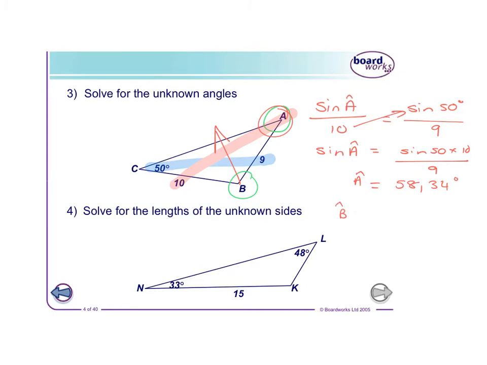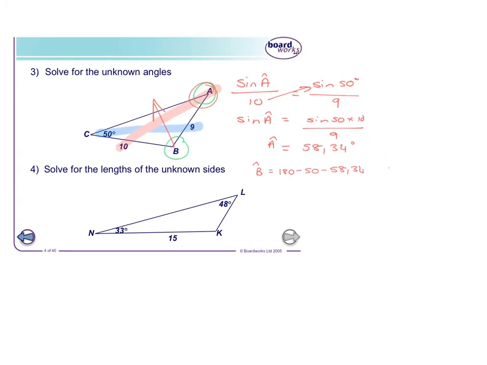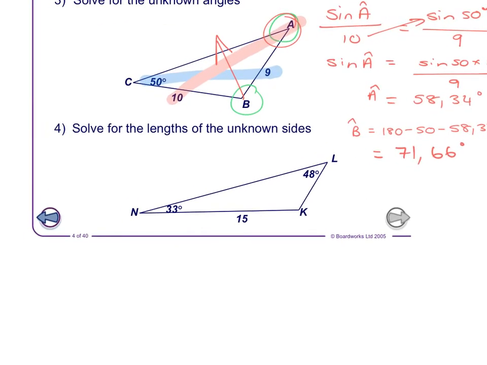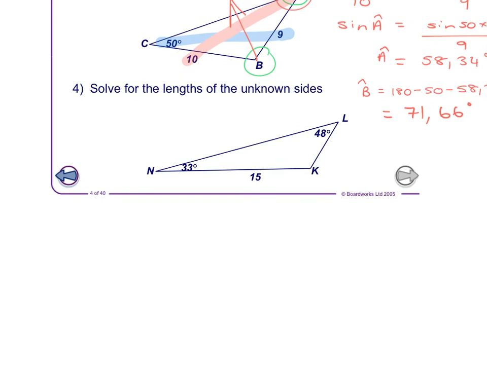So angle B is equal to 180 minus 50 minus 58, 34. Don't forget to tell us angles of a triangle. They probably wouldn't take off a mark, but you don't want to be penalized for something so small and so easy. Okay, so we now have 71.66 degrees. All right, so then solve for the lengths of the unknown sides.